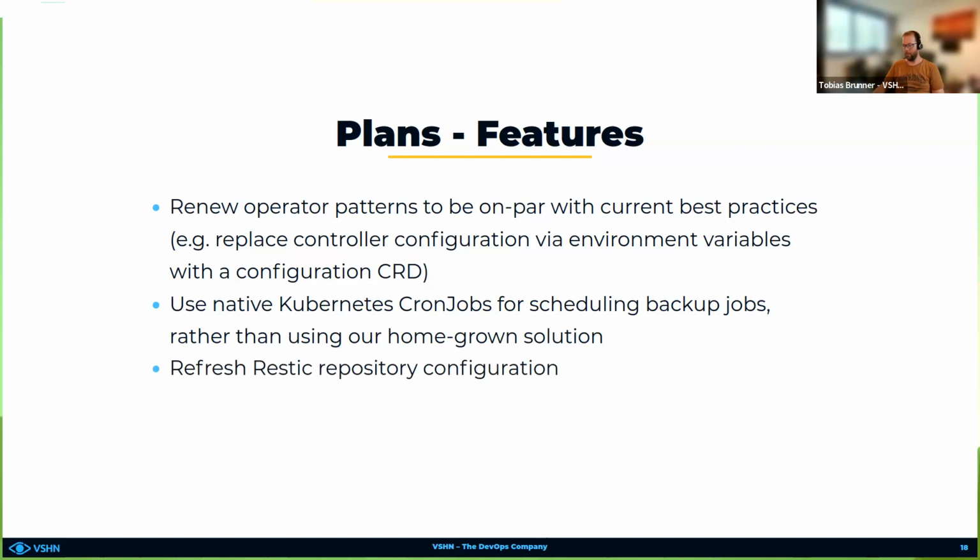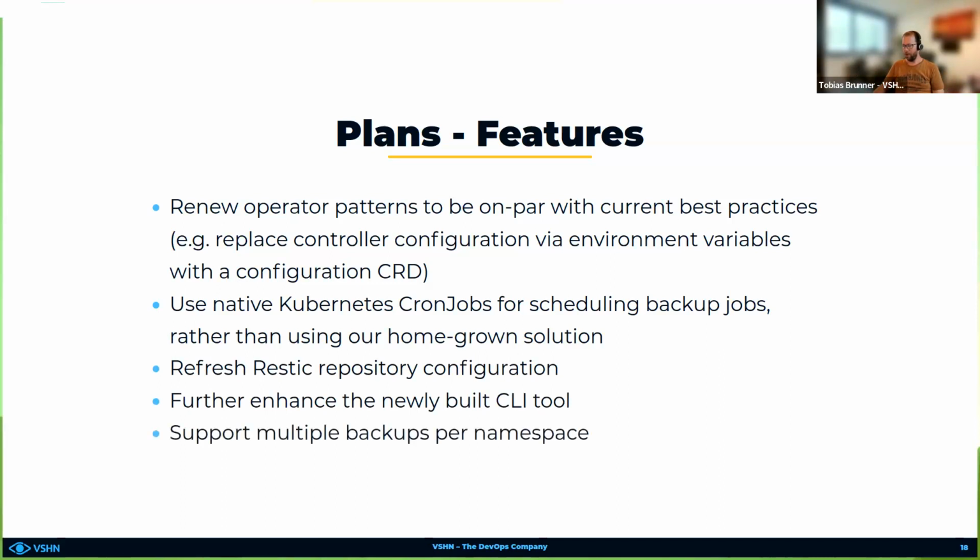Also, we want to have simpler Restic repository configurations so that they can be reused by different schedules. The CLI tool enhancement I've already mentioned before. And we also want to be able to have multiple different backups per namespace. Currently, you can have one schedule object per namespace, and this applies to all the PVCs or backup commands in this namespace. We want to be able to use label selectors to be more flexible there.